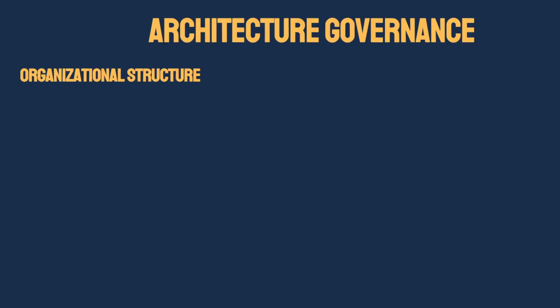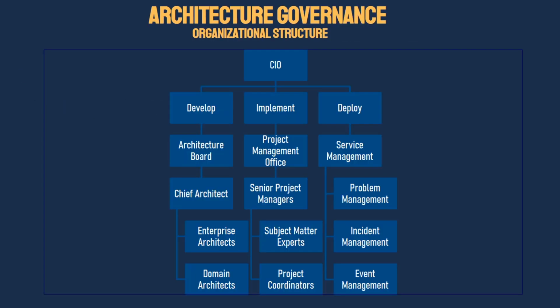From an organizational view, organizations need to be well organized in order to support governance. The key areas of develop, implement, and deploy are the responsibility of typically one or more groups in the organization. For example, the develop area may be controlled by an architecture board, which in turn has a chief architect, enterprise architect, and domain architect supporting them.